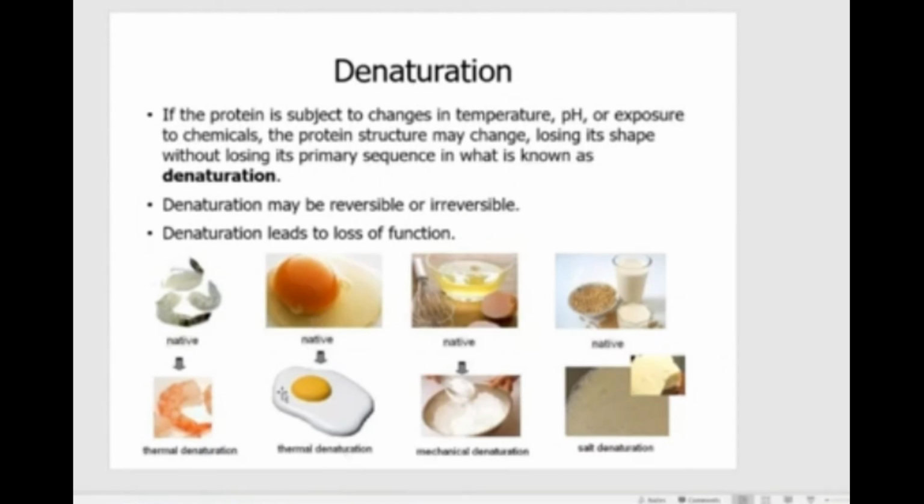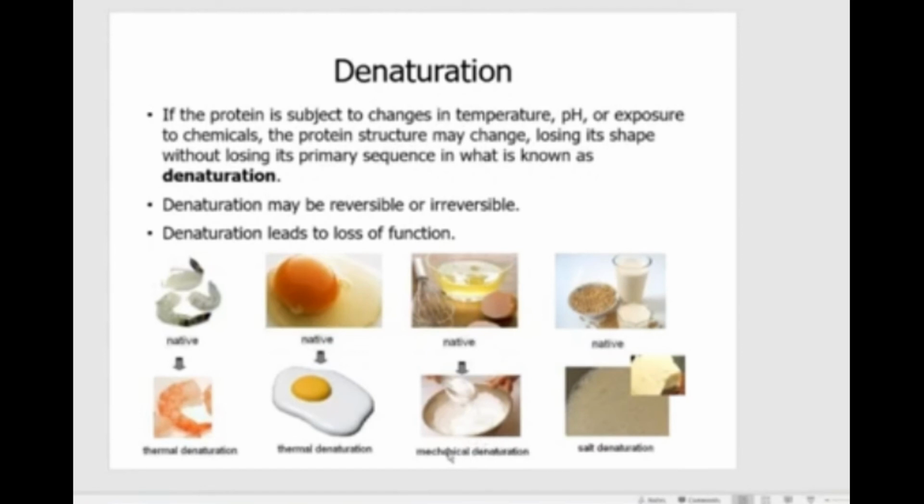You're familiar with how, when you cook meat or shrimp or egg, the texture changes, right? This is thermal denaturation because you're using heat to denature the protein. So this is irreversible. You can't make these go back to what they looked like originally. You can also use mechanical force to denature protein.